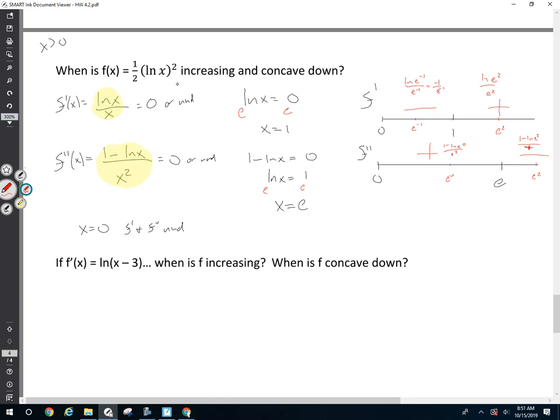F is increasing when f prime is positive. F is concave down when f double prime is negative. So when are they both, when is this positive, when is this negative? That's from e to infinity, or x is bigger than e.